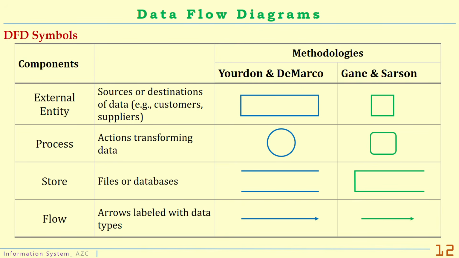Data flow diagram symbols. For the external entity, such as sources or destinations of data, like customers and suppliers, are shown as rectangles. Data processing, actions transforming data, are shown as circles or rectangles with rounded corners. Files or databases of storage are shown as parallel lines or open-ended rectangles. Data flow is shown as horizontal lines or arrows labeled with data types.